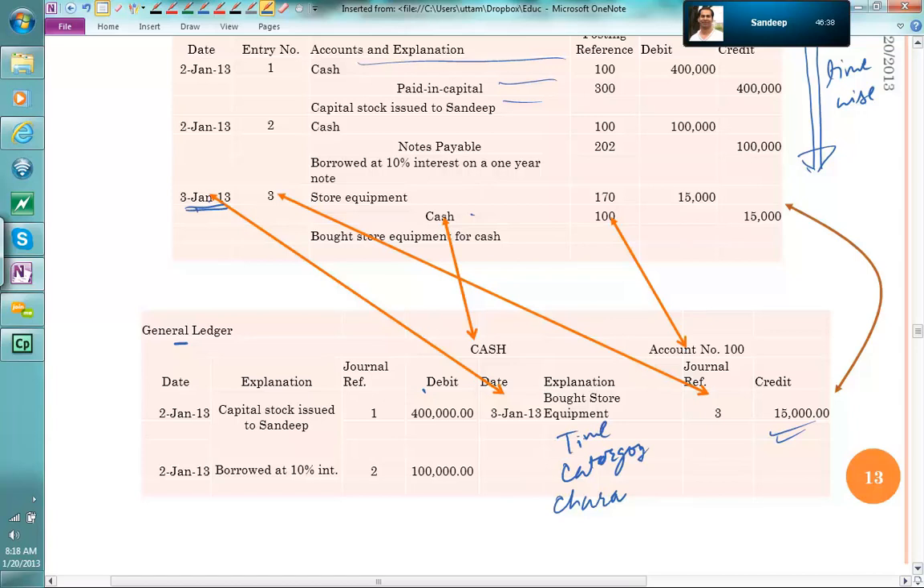So obviously, if you have a 2nd January transaction, all the debit entries will be on the left hand side. It will once again be date-wise, but here it will contain only data about the cash. Similarly, you will have a store inventory or purchase account, or different types of accounts, like the paid-in capital account.